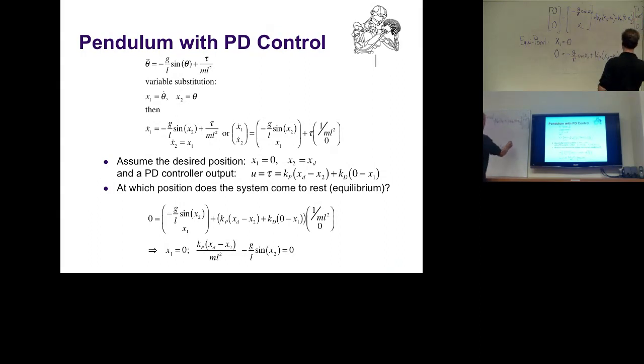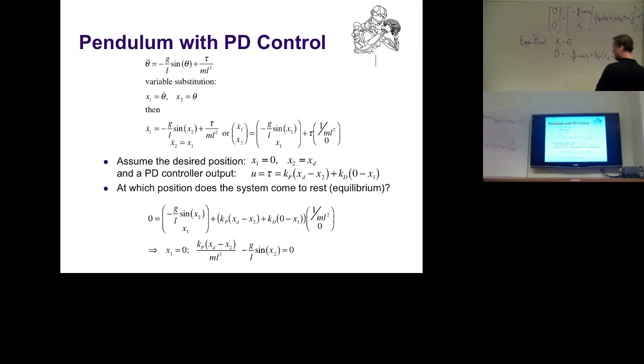And that has to be multiplied by 1 over ml squared. Okay, now that describes, hopefully correctly, let me double check what's here. That describes our equilibrium point for the position variable.